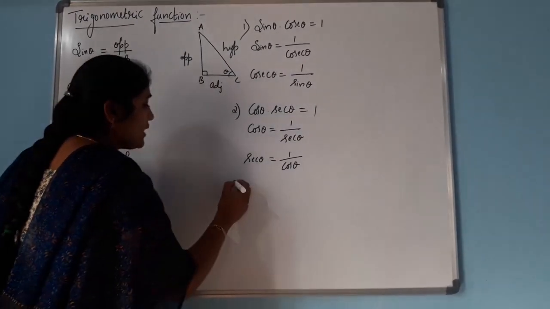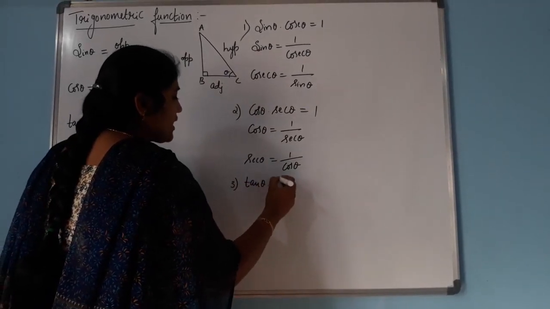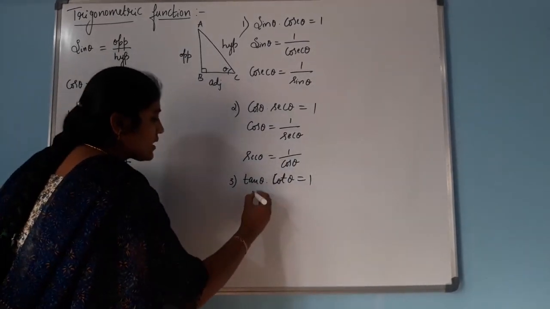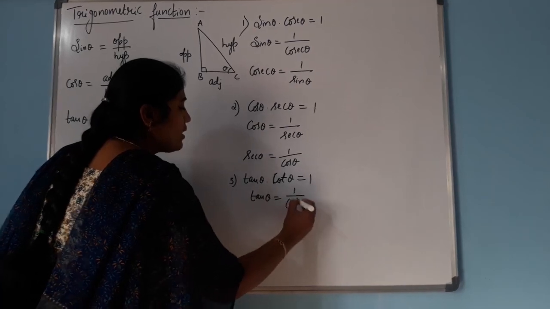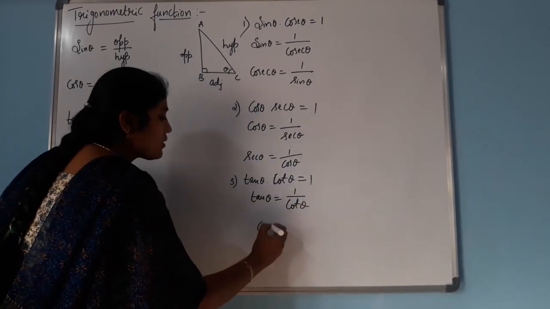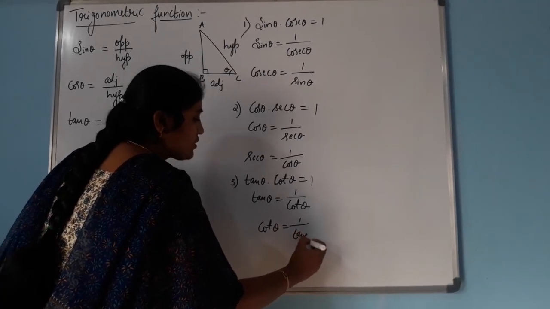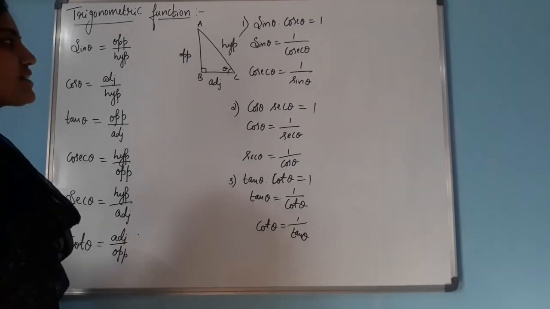Thirdly, tan theta into cot theta is equal to 1. The reciprocal of tan theta is 1 by cot theta, and the reciprocal of cot theta is 1 by tan theta. So these are all the reciprocal formulas we have studied in the previous classes.